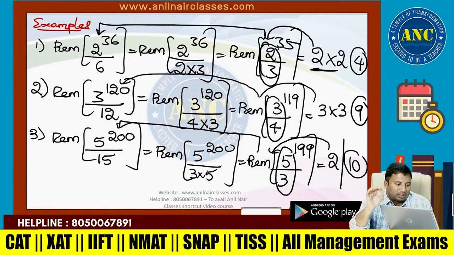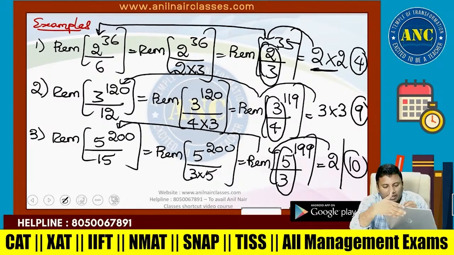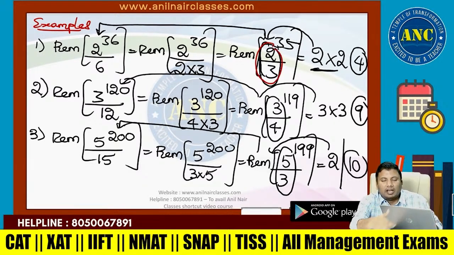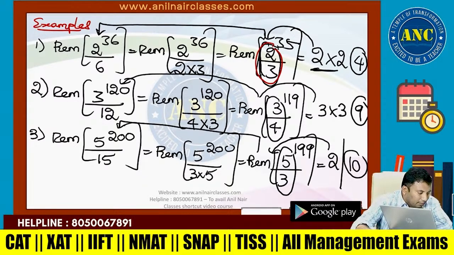2 power 36 by 6, it is 2 into 3. 2 power 36 by 2 is 2 power 35 by 3. 3 ones are 3, negative remainder minus 1, positive remainder 2. 2 into 2 is 4. Everybody kindly reply. We'll start from basics, then intermediate, then advanced level. Everybody, I hope it is clear.